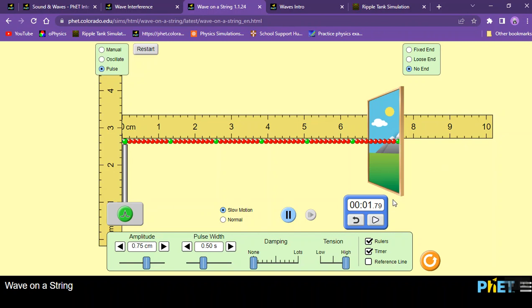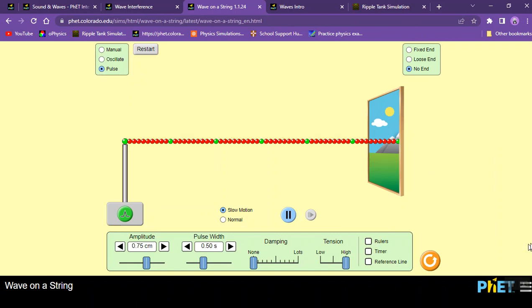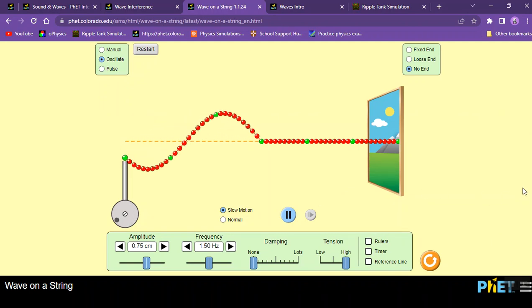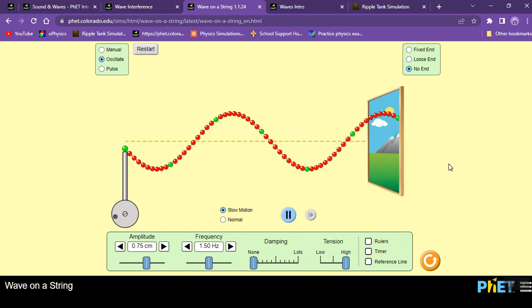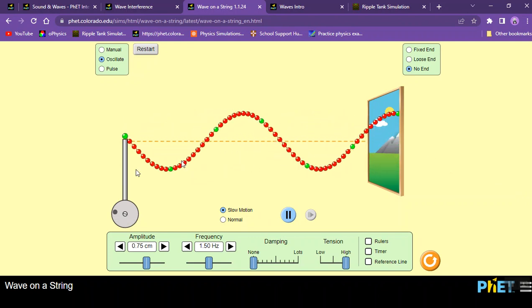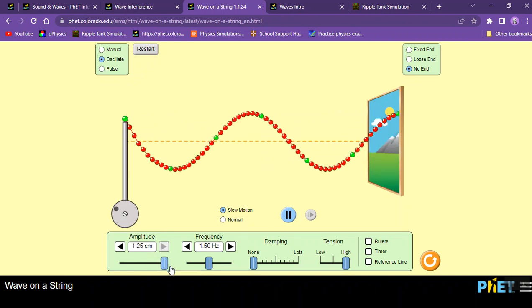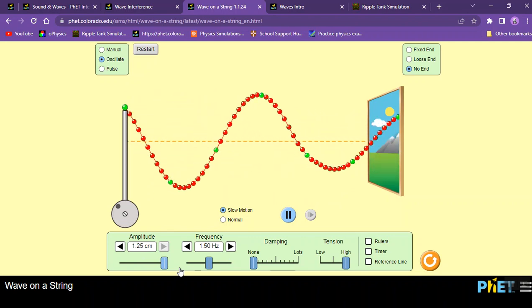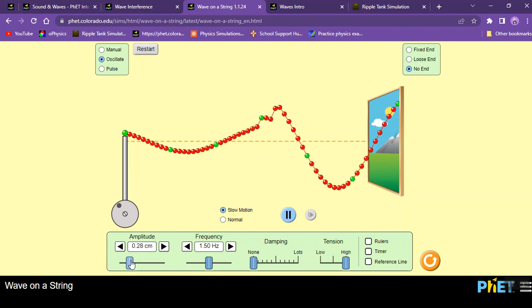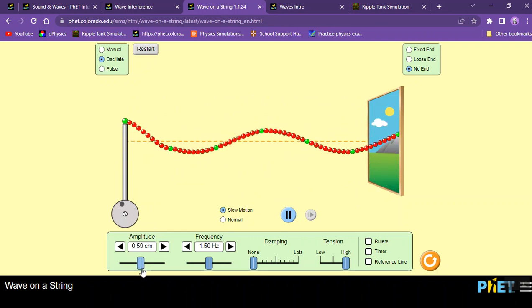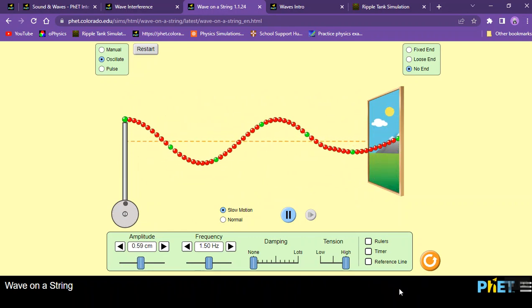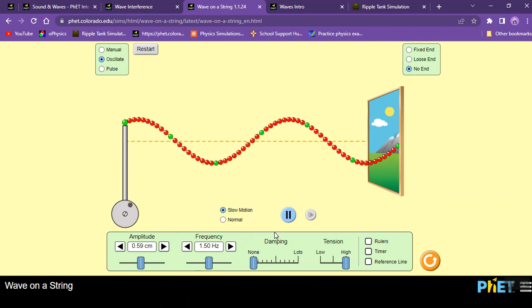So we know that we can calculate speed is equal to distance over time, but usually we do not have the luxury of rulers and timers when we're measuring waves. So what we do here is we have to find another way of calculating the speed. So firstly, just want to show you again, here is the amplitude. I can make the amplitude higher, or I can make the amplitude lower. Okay, so just showing you that.